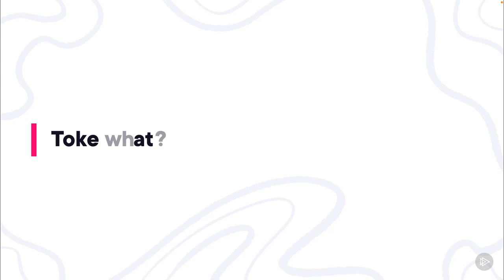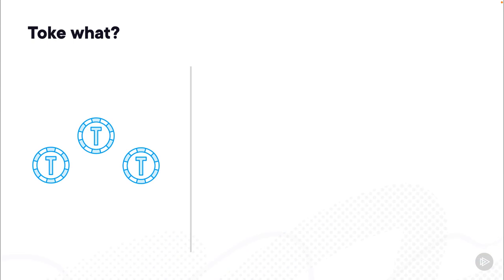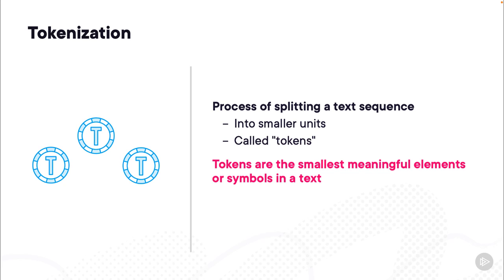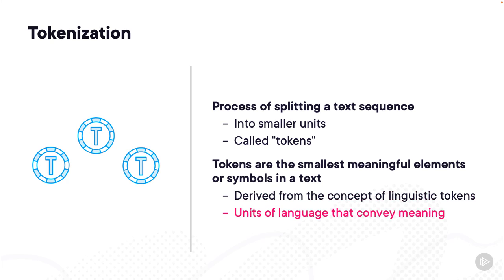Tokenization. What? Tokenization is the process of splitting a text sequence into smaller units that are called tokens. Tokens are the smallest meaningful elements or symbols in a text. The word tokens is derived from the concept of linguistic tokens, which are units of language that convey meaning.